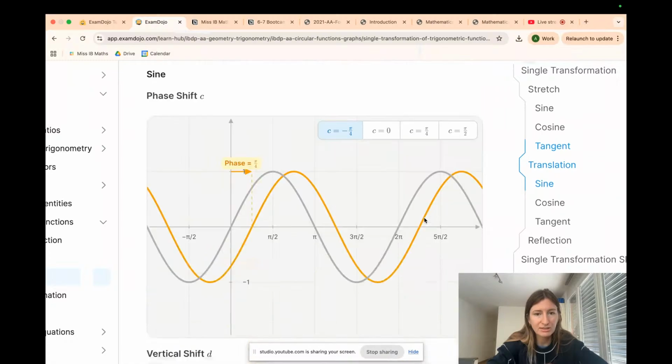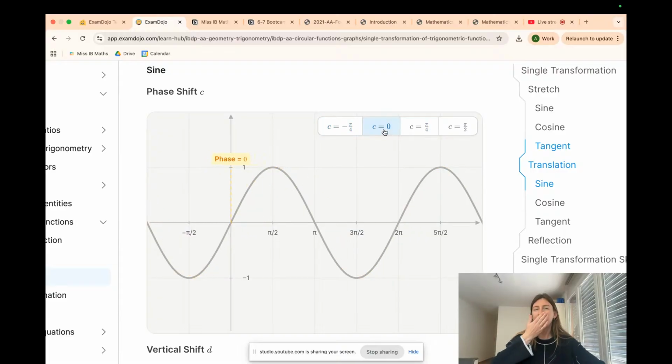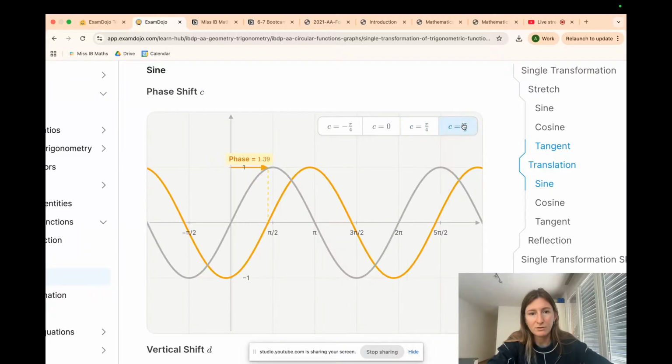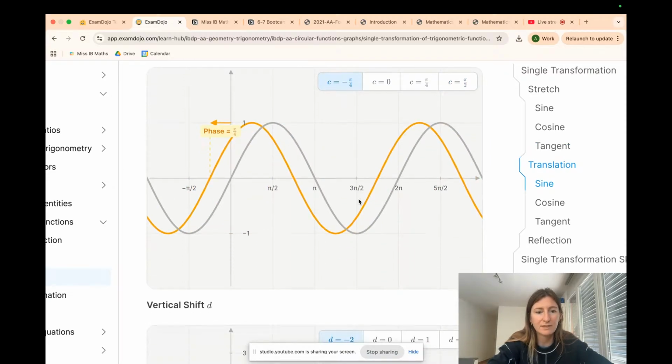So you can change these things. Translations as well. This is an interesting one. Let's say I have C equals pi over 4. I'm going to shift it. So here it is normally. Now, if I make my shift pi over 4, we're going to move right, pi over 4 units. If I make it pi over 2, I'm shifting it and minus going that way. So that makes a lot of sense.